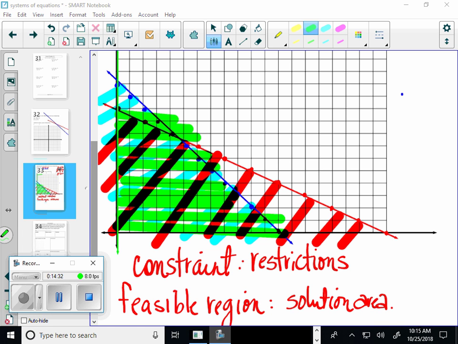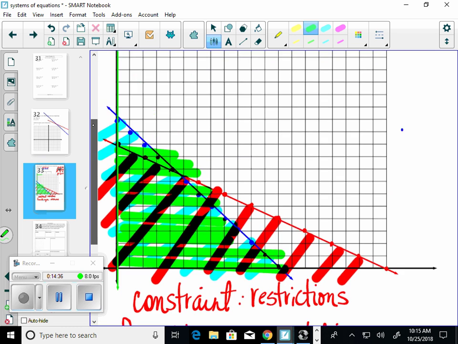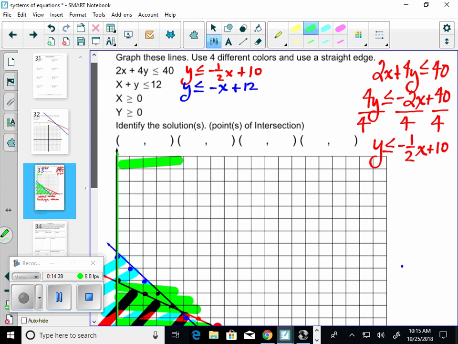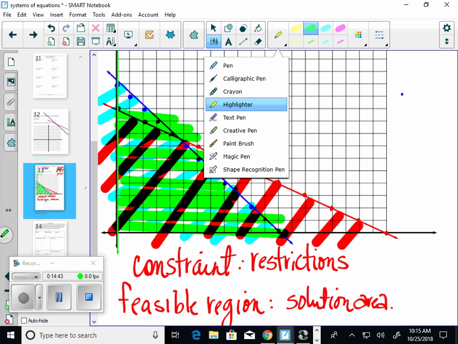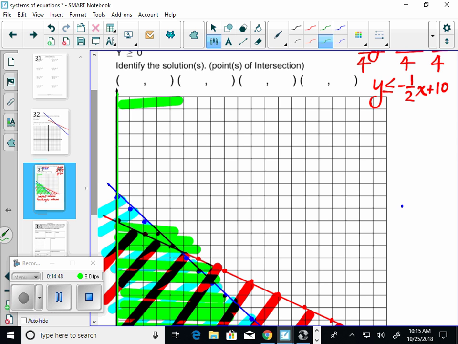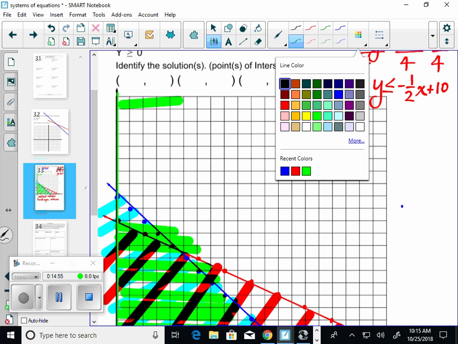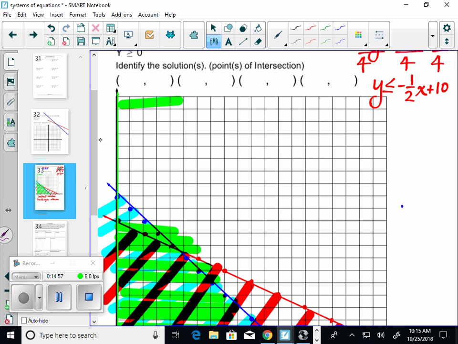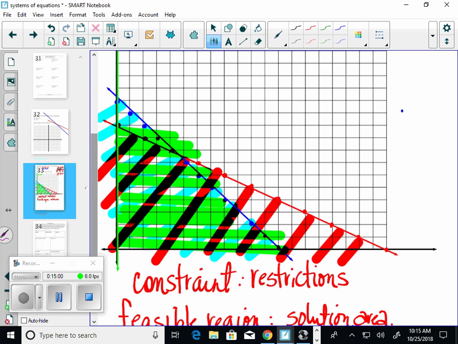Now I have one inequality left. That one inequality says that y is greater than or equal to 0. So what kind of line will I have? Horizontal. Where? On the x-axis. I need a new color. Let's go with purple. So I'm going to have a horizontal line on the x-axis, and my shading will be above. Yes? Let's take care of that, and we'll check back.